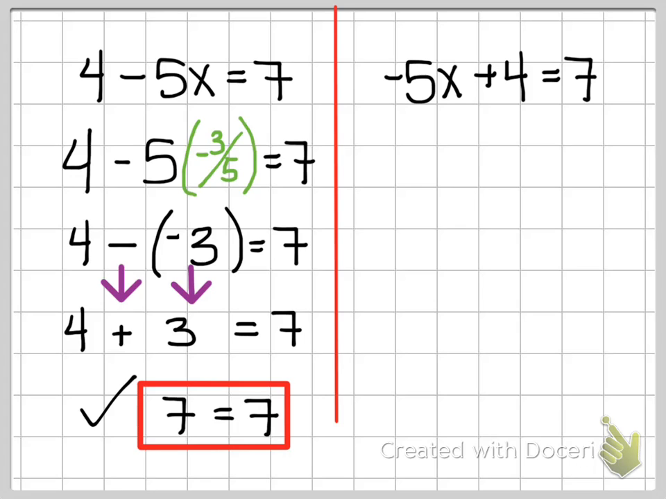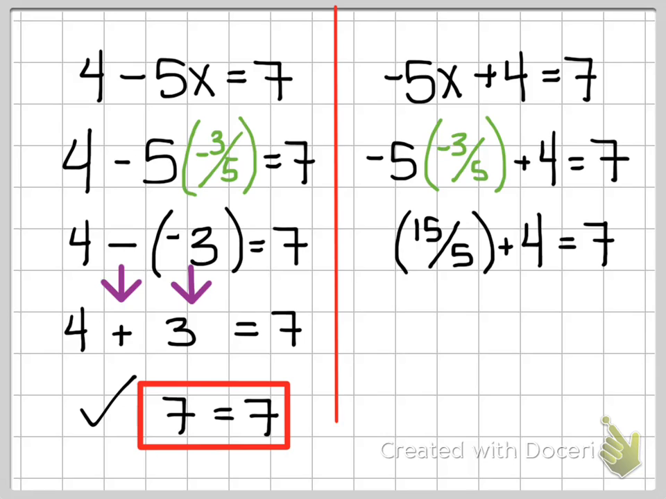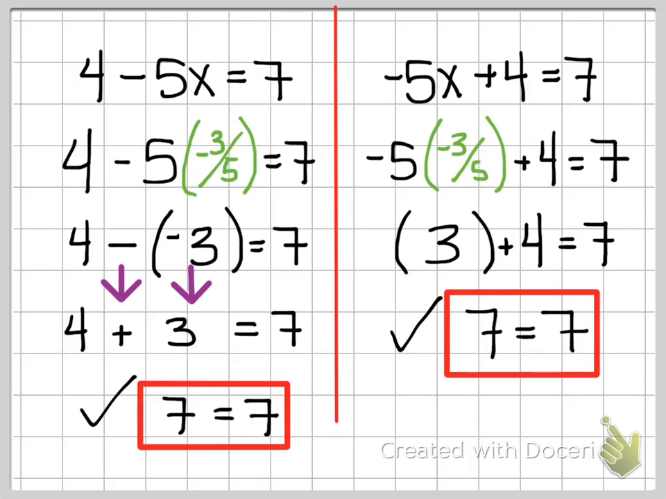Let's test it on the other equation. With our variable, we're going to replace it with our solution. Negative 5 times the quantity of negative 3/5 plus 4 is equal to 7. Using multiplication first, since it's order of operations, we see that a negative times a negative will give us a positive. 15 fifths plus 4 is equal to 7. 15 fifths simplifies to 3. 3 plus 4 is equal to 7. 7 is equal to 7.